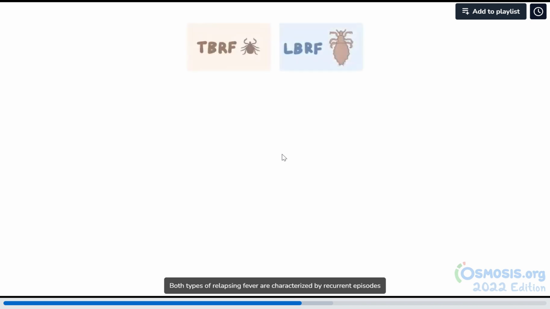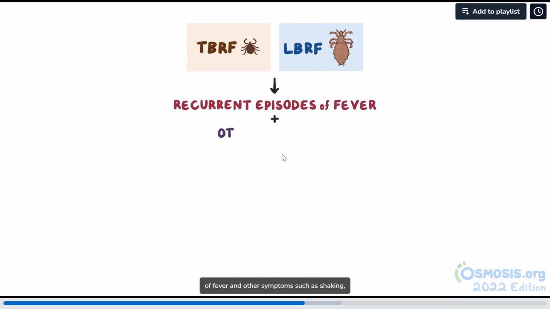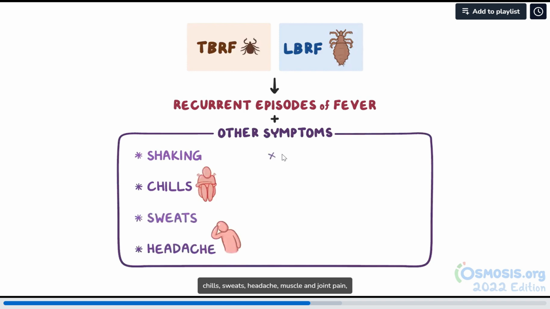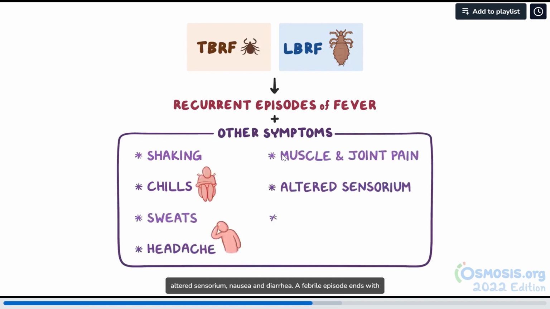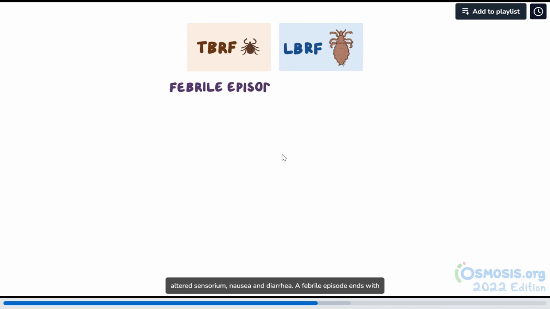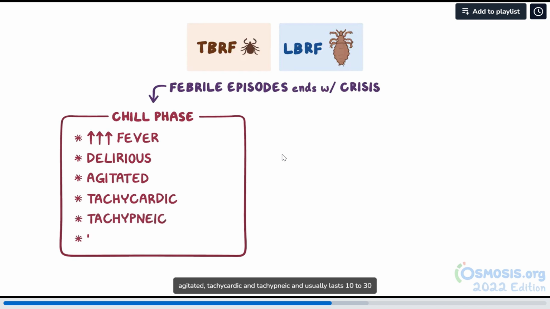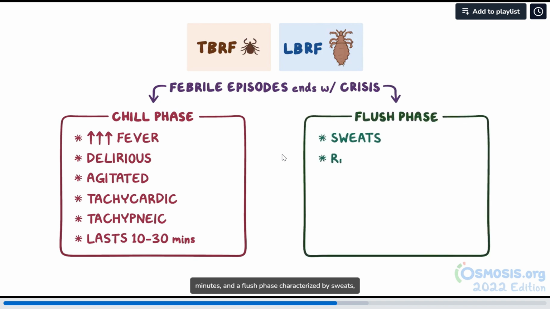Both types of relapsing fever are characterized by recurrent episodes of fever and other symptoms, such as shaking, chills, sweats, headache, muscle and joint pain, altered sensorium, nausea, and diarrhea. A febrile episode ends with a sequence of symptoms known as a crisis. Each crisis has two phases: a chill phase, in which people develop very high fever, and may become delirious, agitated, tachycardic, and tachypneic, and usually lasts 10 to 30 minutes. And then a flush phase characterized by sweats, a rapid decrease in body temperature, and hypotension.